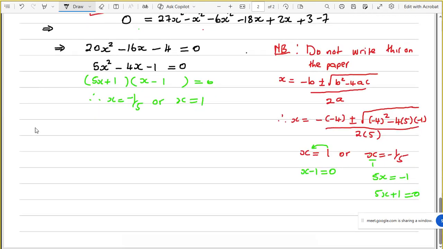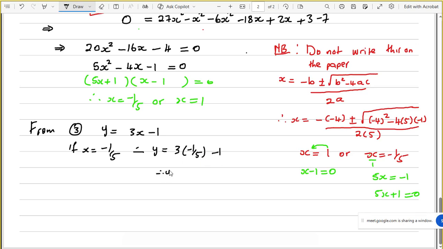Okay, so from equation 3, we set y is equal to 3x minus 1. So if x is equal to minus 1 over 5, therefore y will be 3 into, where there's x, I substitute minus 1 over 5 to find the corresponding y value. Then you need to punch that. Tell me what is the answer. Please have your answer ready.